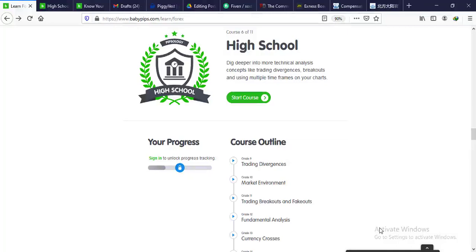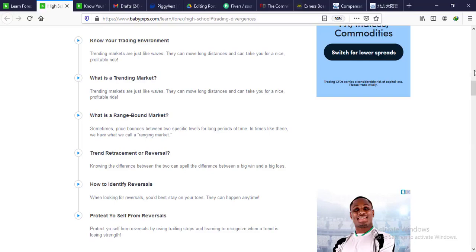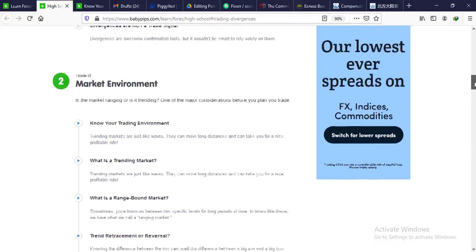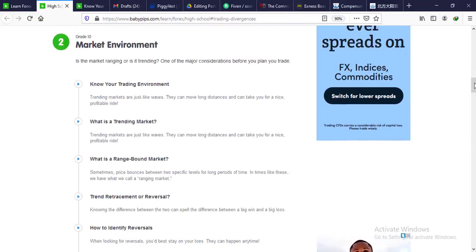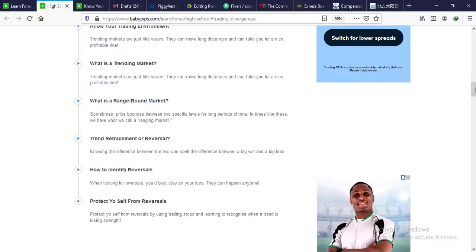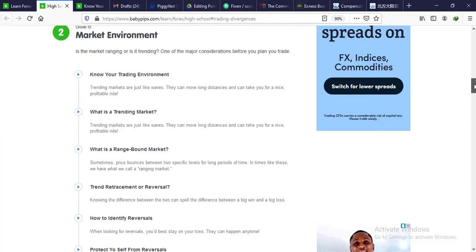Earlier we concluded grade 9, trading divergences, and today grade 10, it's about market environment. And here are the subtopics we have for today. Know your trading environment. Know what is a trending market, what is a range-bound market, trend retracement or reversal, how to identify reversals, protect yourself from reversals.